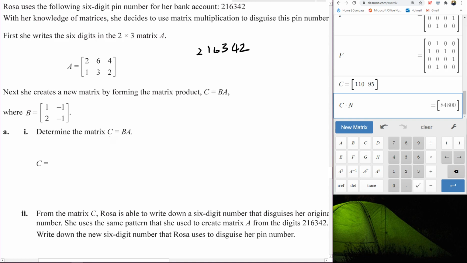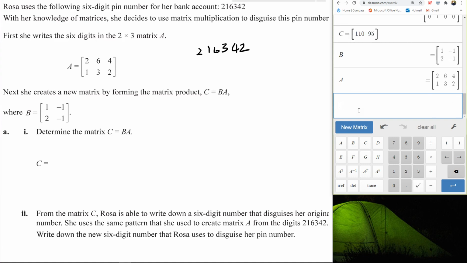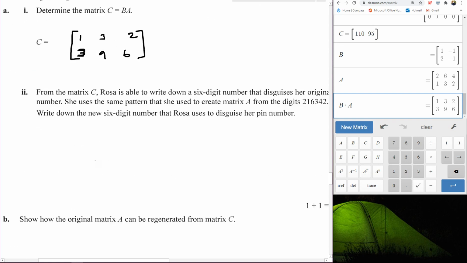So determine matrix C, which is B times A. That's going to be this matrix B times this matrix A. Let me see if I've actually done that here. Yes, I have. There's the B matrix, there's the A matrix. So we go B multiplied by A, and when you encode it, that gives you 1, 3, 2, 3, 9, 6. According to the encoded message, her code is 133926. So no one can actually know her code now.